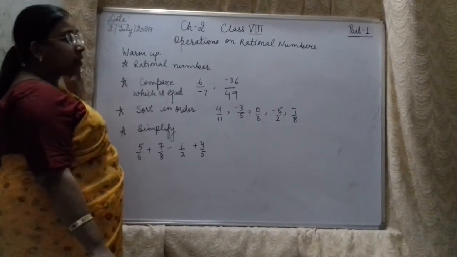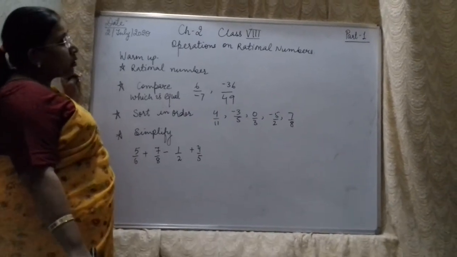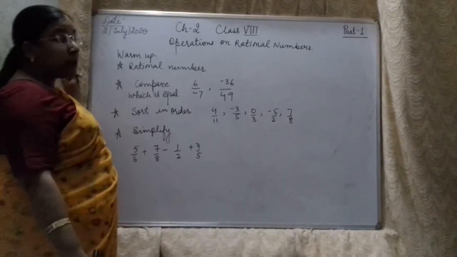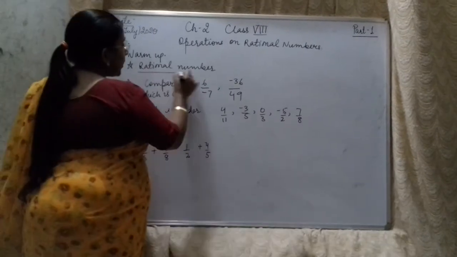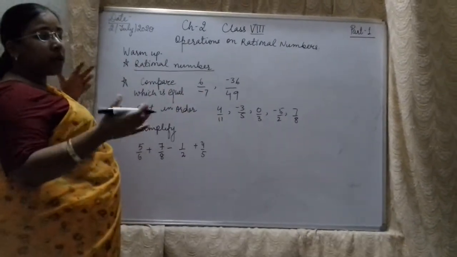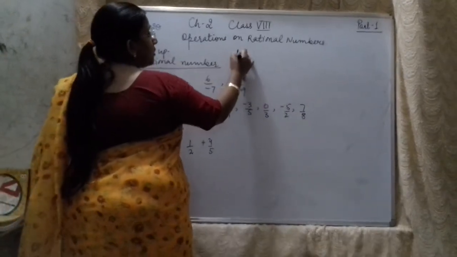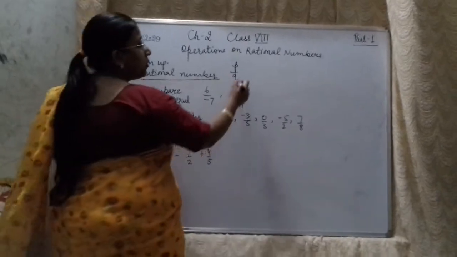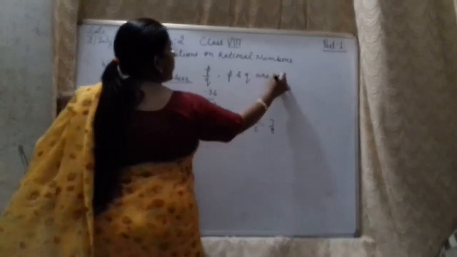We are going to start our chapter Operations on Rational Numbers. You might have understood what a rational number is because chapter 1 was based on rational numbers. Now what is a rational number? Let us have a quick recap of the previous chapter. Any integer which is represented in the form of p upon q, where p and q are co-primes.